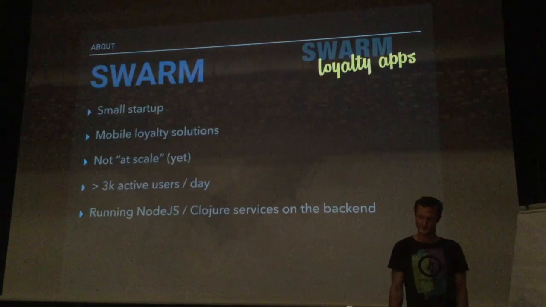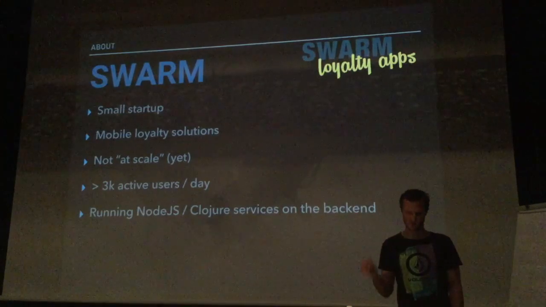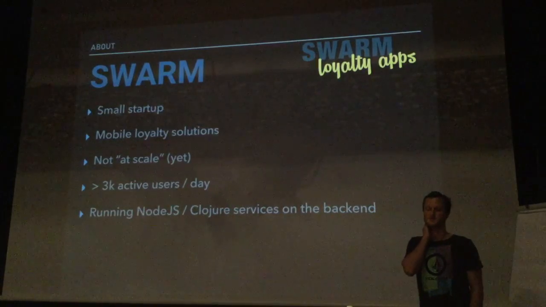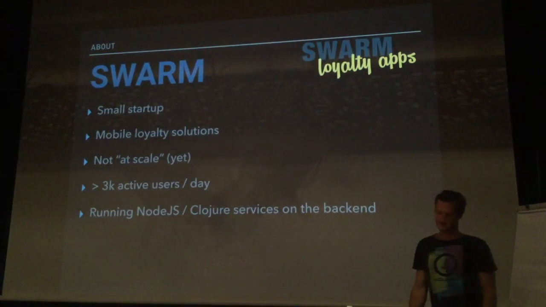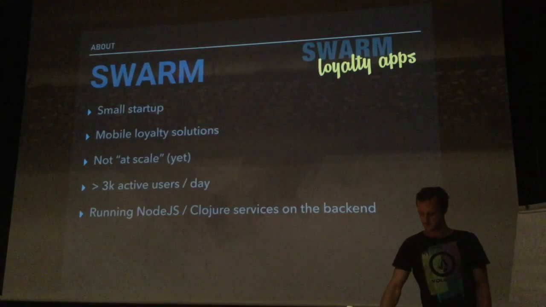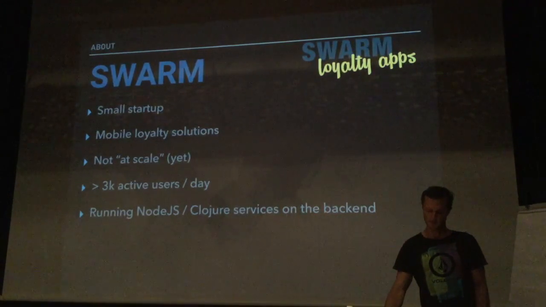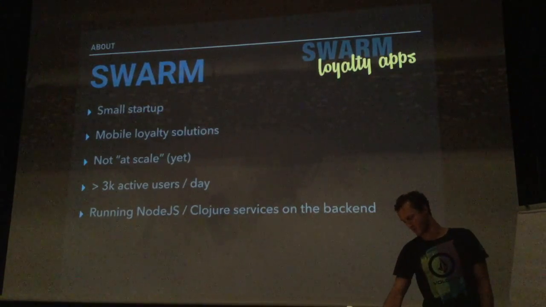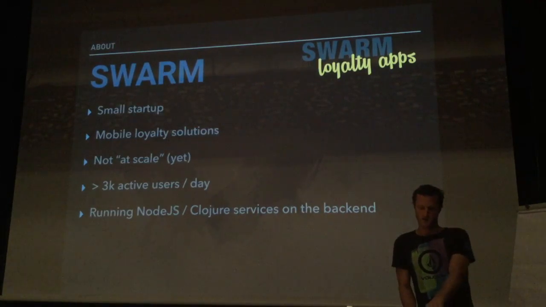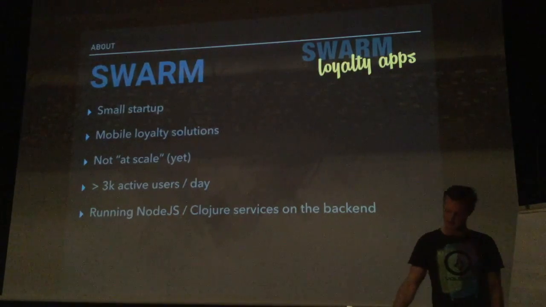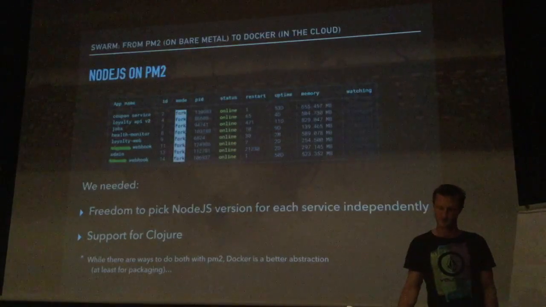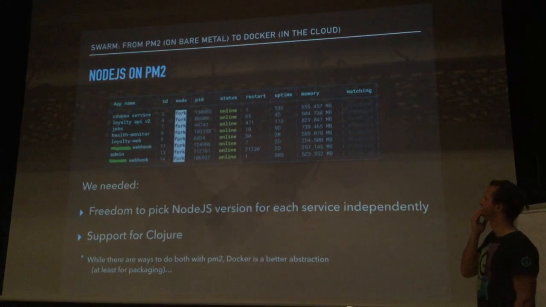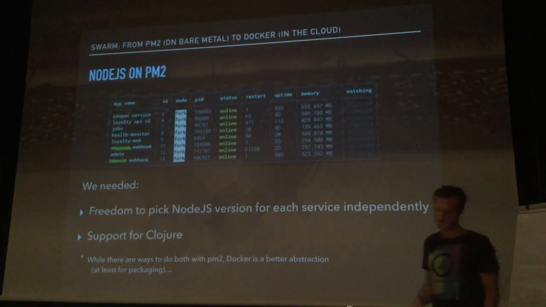So we're a small startup, Swarm Loyalty. We're a very small team, and we're focusing on mobile loyalty solutions, and not quite at scale yet, but we are growing, and we've got over 3,000 active users every day, and that's a conservative number. We started off with just running Node.js, and Clojure is something that we've added recently, and it's what's actually brought us into this whole Rancher, I guess, the quest that led us to finding Rancher.